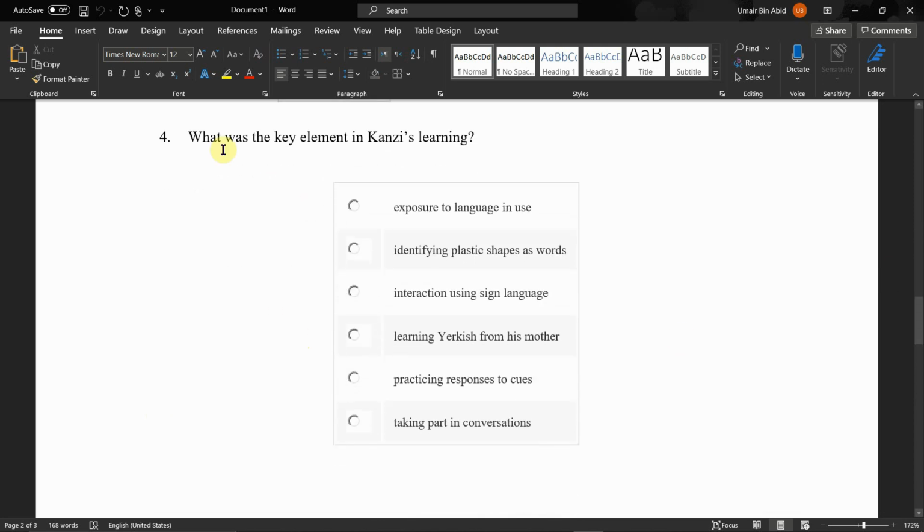Now the fourth one, the second last, is, what was the key element in Kanzi's learning? This is somewhat related to your understanding of the chapter. It is checking your comprehension. If we look at the options, we can say interaction using sign language, or Yerkish, or practicing response to cues, taking part in conversation. Kanzi was doing all of these things. But what has been asked in the MCQ? The key element which distinguished Kanzi from other chimpanzees was exposure to language in use.